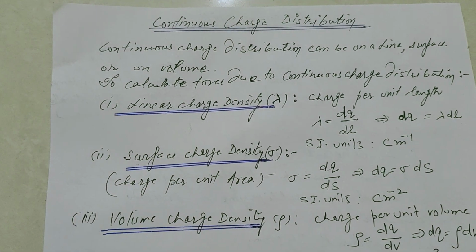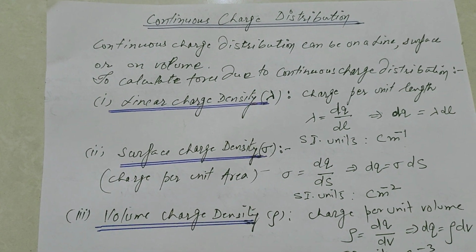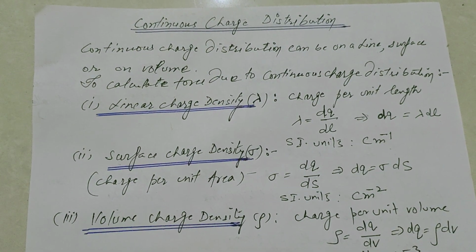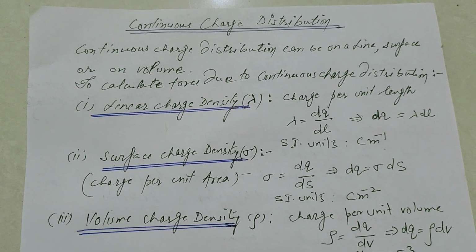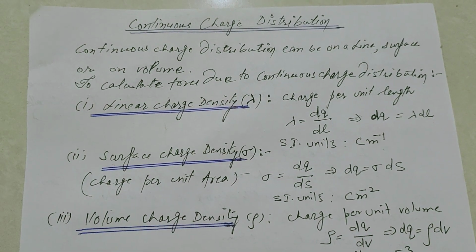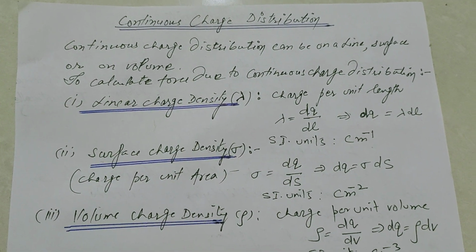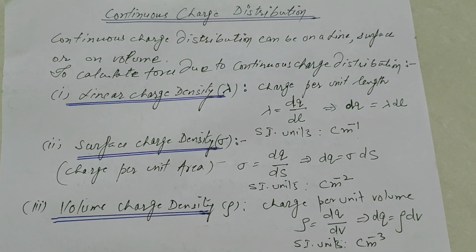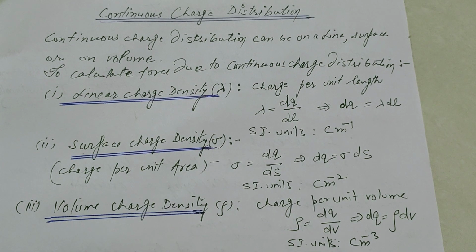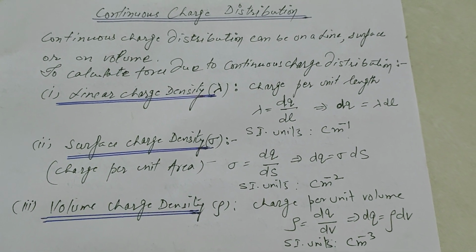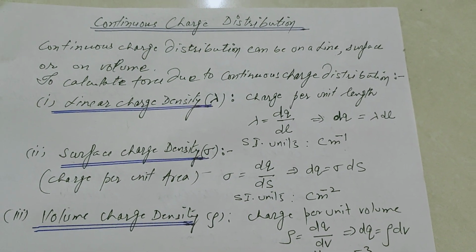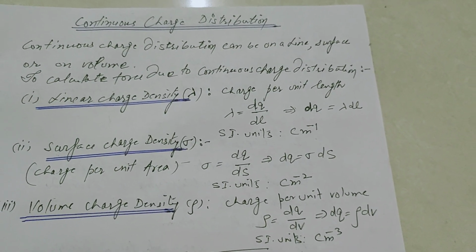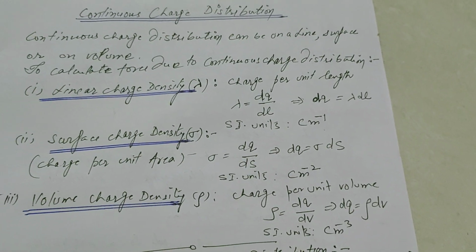Hello students, today I am going to start the last topic of chapter first, and the topic is continuous charge distribution. So when charge is continuously distributed, first of all you must remember that it can be uniformly distributed over a line, or it can be on a surface or on some volume. So to calculate the force due to continuous charge distribution, first of all, three things you have to remember.